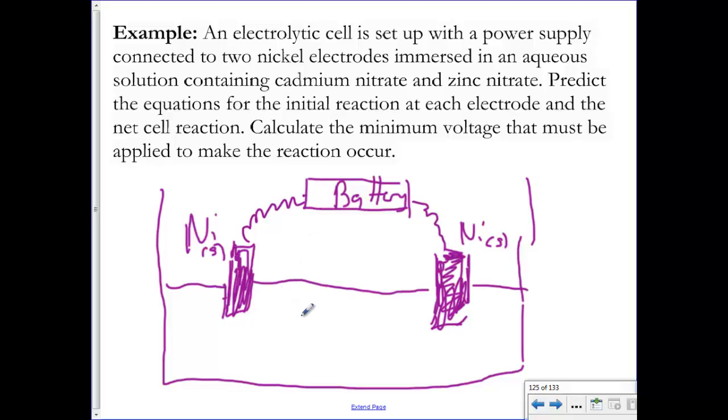Okay, here's what's in the aqueous solution. We've got cadmium nitrate, so that means you have cadmium 2 plus and NO3 minus. And we also have zinc nitrate. So we have zinc 2 plus and NO3 minus.